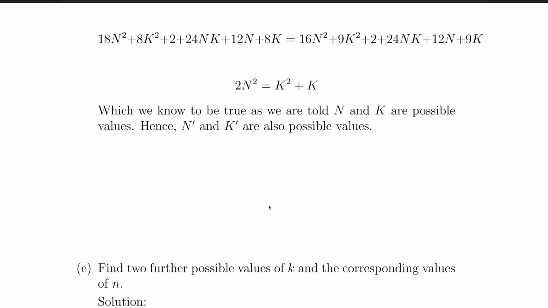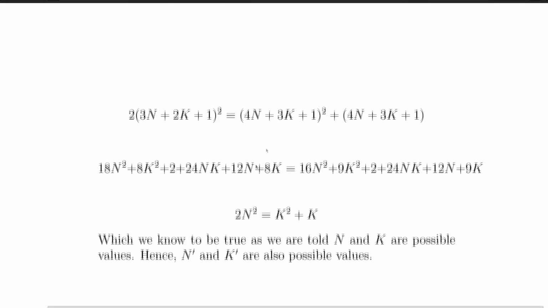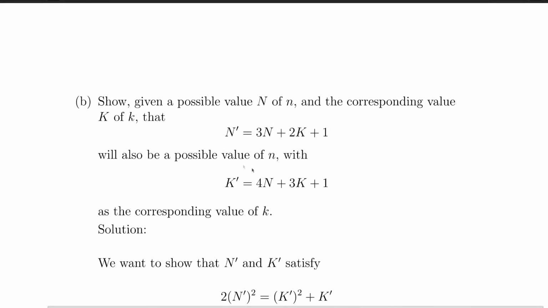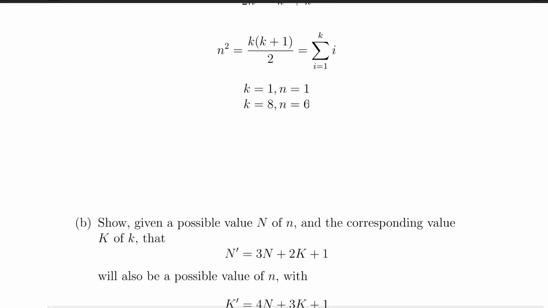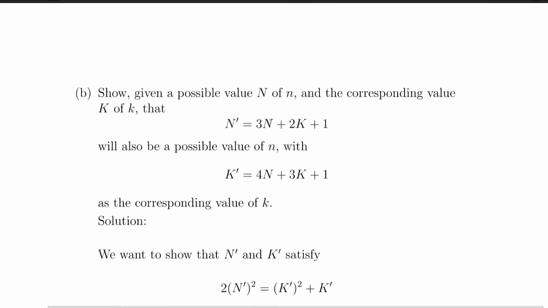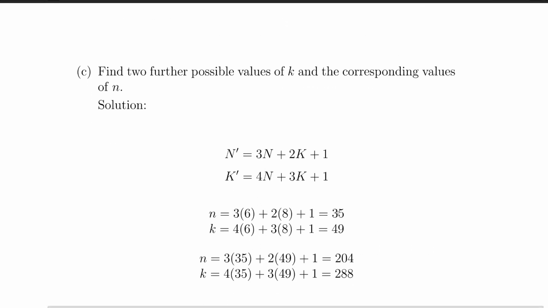And then the last part, oops, I sort of gave spoilers. Find two further possible values of k and the corresponding values of n. Well, we were given a recurrence formula for finding new values of n and k. So we just use our previous values, right? We can't use k equals 1 and n equals 1 because that gives you this pair, where k equals 8 and n equals 6. So let's just use this pair, k equals 8 and n equals 6. Plug that into here, and then you should get n is equal to 35 and k is equal to 49.